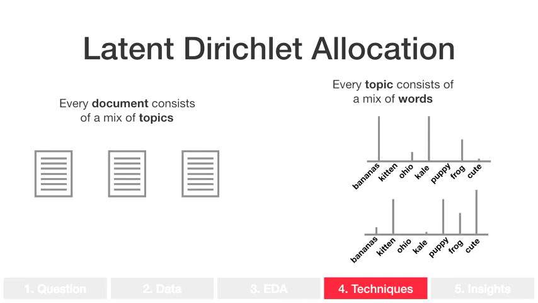Okay, so with latent Dirichlet allocation, it's all about these probability distributions, or these mixes. Again, just to reiterate, every document is a mix of topics, and then every topic is a mix of words. You can see here, this food topic has a lot of things about bananas and kale and frogs, and then animals has a lot about kittens and puppies. So that's a general idea behind LDA.